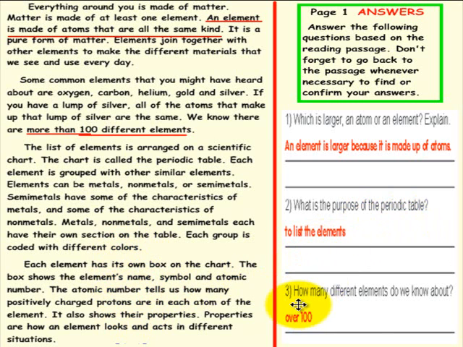And question 3. How many different elements do we know about? Over 100, as illustrated in the second paragraph. If your answer matches ours, that is terrific. If you would please, have another student come up to the smartboard, and while they're coming up here, if you would please pick up an eraser and erase your answers. Thank you.